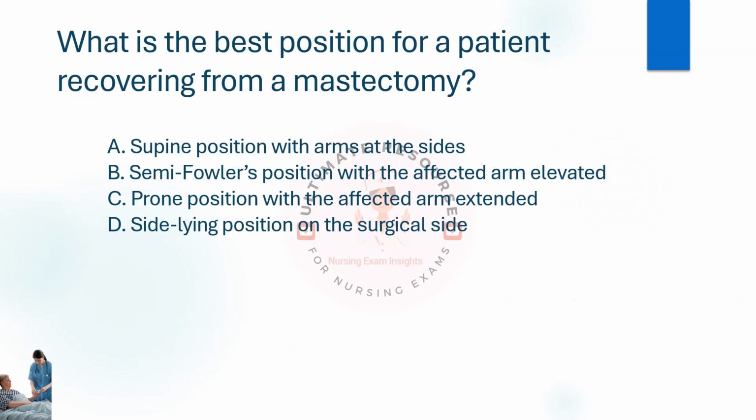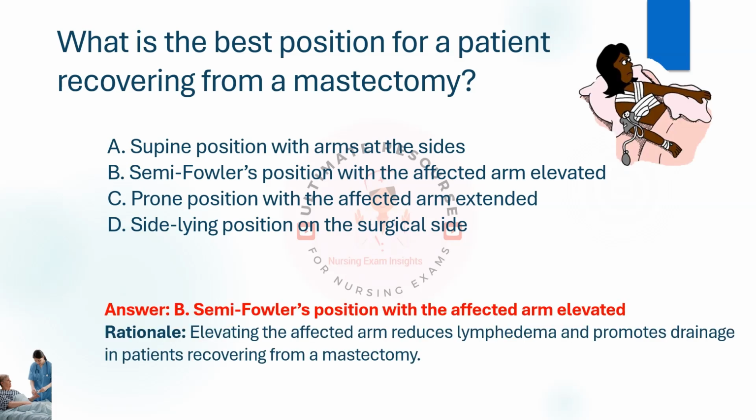What is the best position for a patient recovering from a mastectomy? Options are A. supine position with arms at the sides, B. semi-Fowler's position with the affected arm elevated, C. prone position with the affected arm extended, D. side-lying position on the surgical side. Answer is B, semi-Fowler's position with the affected arm elevated.